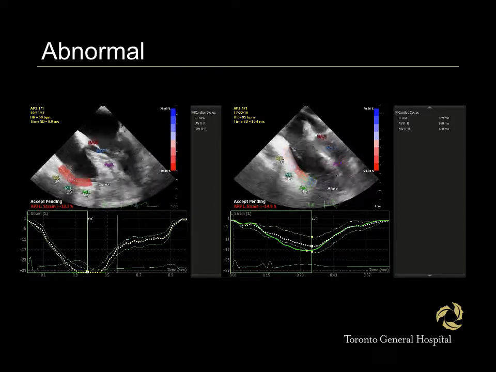Now you can see that we have a normal strain. This is how it looks. You have a global number, minus 33. And this is an abnormal strain, where you can visually see that the tricuspid annulus doesn't move much, in fact the whole free wall doesn't move much, and the strain is only 15 in this case.